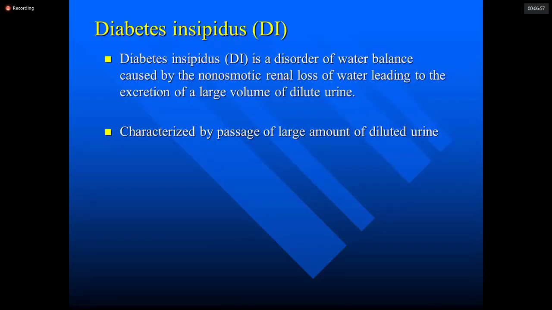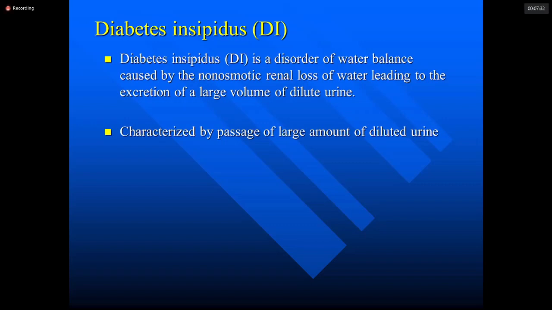When we lose that antidiuretic hormone, there will be diabetes insipidus, which is a disorder of water balance caused by non-osmotic renal loss of water, not because there is extra electrolyte or another substance like high glucose causing osmotic loss of water. Here it's not related to any higher osmoles in the body. And that will result in excretion of large amounts of diluted urine.